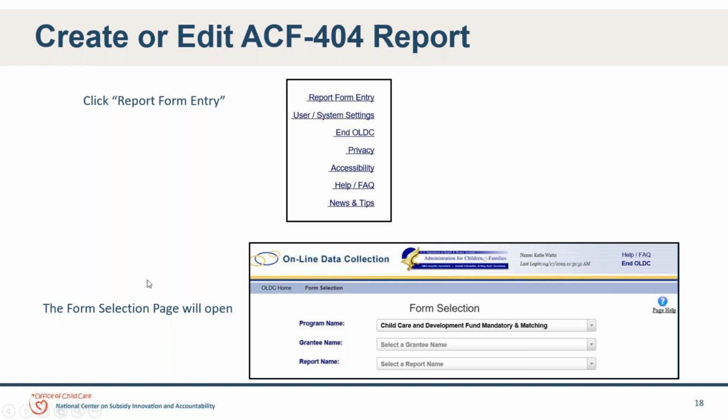So once you have accessed this home page, either the enhanced or the original, you would click on Report Form Entry, which is the top on that list of links. And then the form selection page will open, which looks like this screenshot on the bottom.